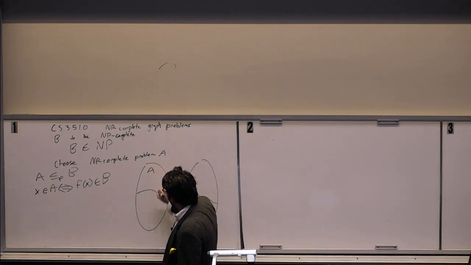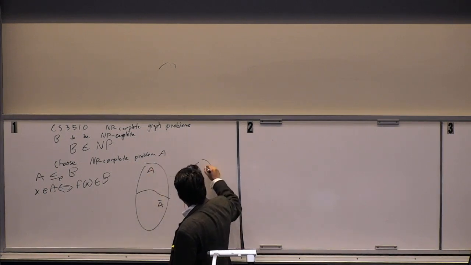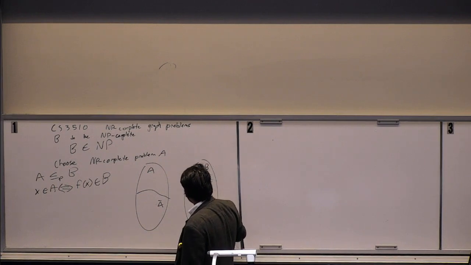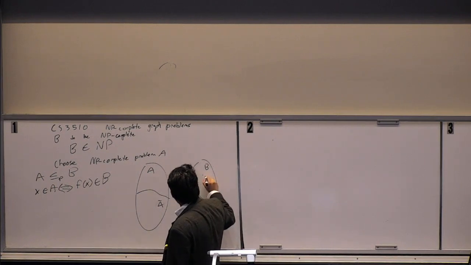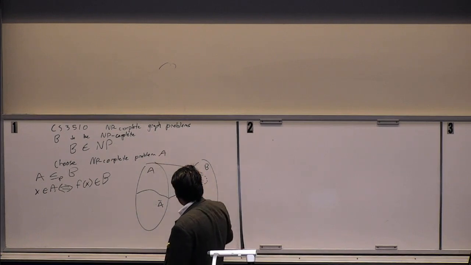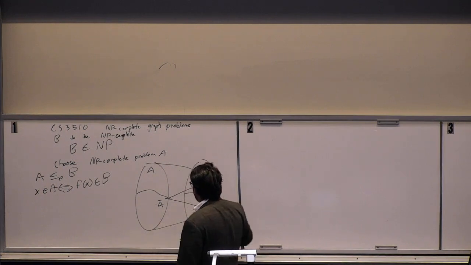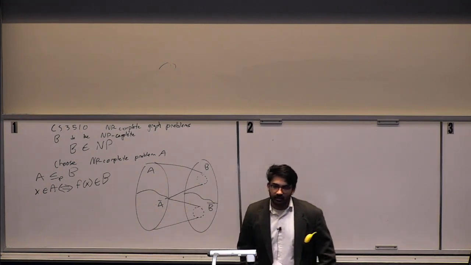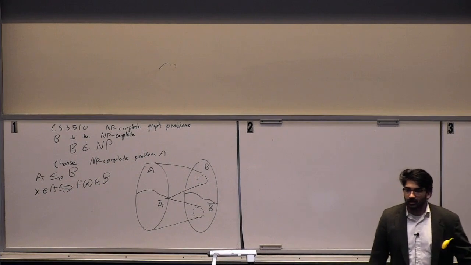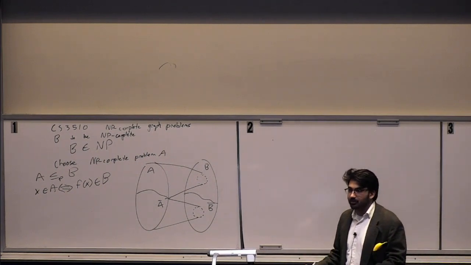You have the good of A, and then you have the bad of A. You have the good of B, and then you have the bad of B. And the reduction takes the good to the good and the bad to the bad. It need not be bijective or surjective or anything like this, but it has to have this property that there's no crisscrossing, right? It need not even be surjective over B. It just has to go into B at all.